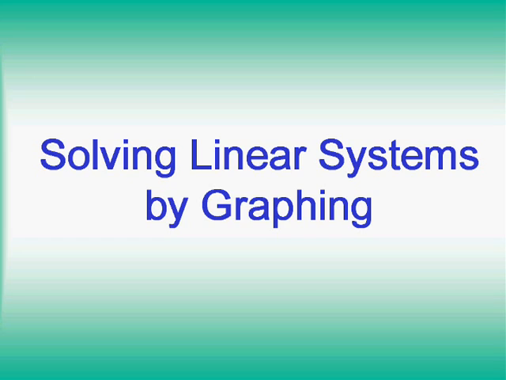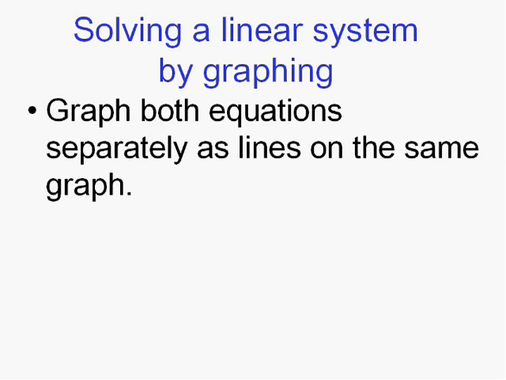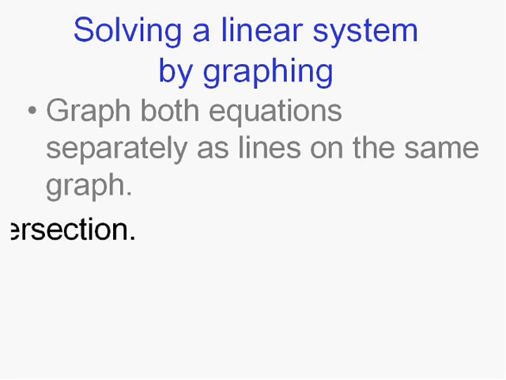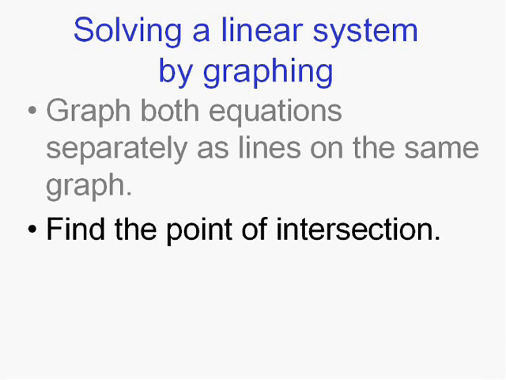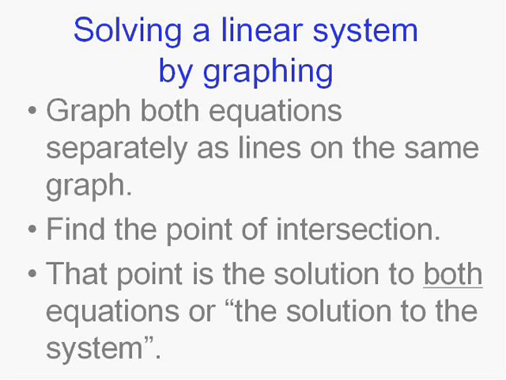We're going to find that point by graphing the lines. First, let's do it. To solve a system or find the point of intersection by graphing, all we're going to do is graph both equations separately, but on the same grid, on the same graph. Then, just find the point where they touch and look at it, and that's the answer. Believe it or not, that point where they touch is a solution to both equations, or we say that it's the solution to the system of equations.